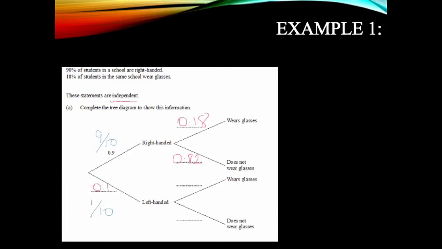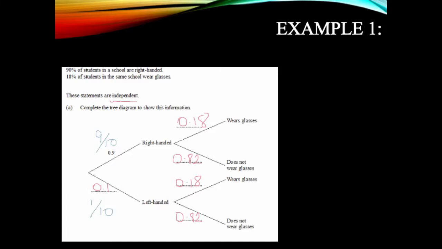And because these two statements are independent, it didn't matter whether you were right-handed or left-handed as to whether you wore glasses or not. The next two branches down here are going to be exactly the same. So 0.18 and 0.82. Now, the question doesn't ask us to do any more information than this. However, let's explore this tree a little bit more.